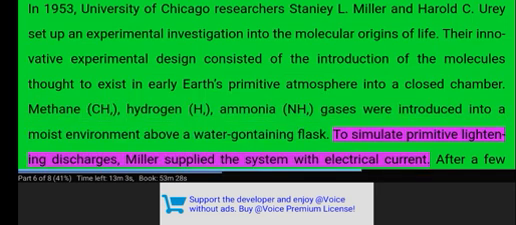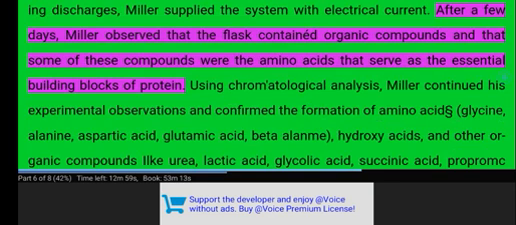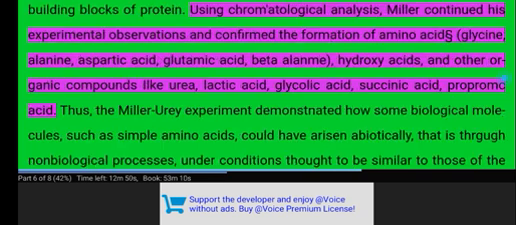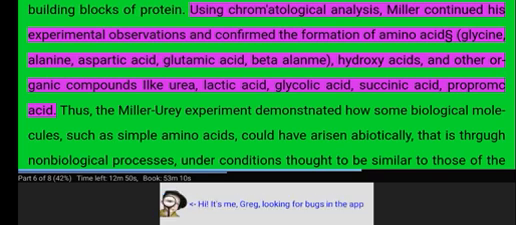To simulate primitive lightning discharges, Miller supplied the system with electrical current. After a few days, Miller observed that the flask contained organic compounds and that some of these compounds were the amino acids that serve as the essential building blocks of protein. Using chromatographic analysis, Miller continued his experimental observations and confirmed the formation of amino acids: glycine, alanine, aspartic acid, glutamic acid, beta-alanine, hydroxy acids, and other organic compounds: alkylurea, lactic acid, glycolic acid, succinic acid, propionic acid.